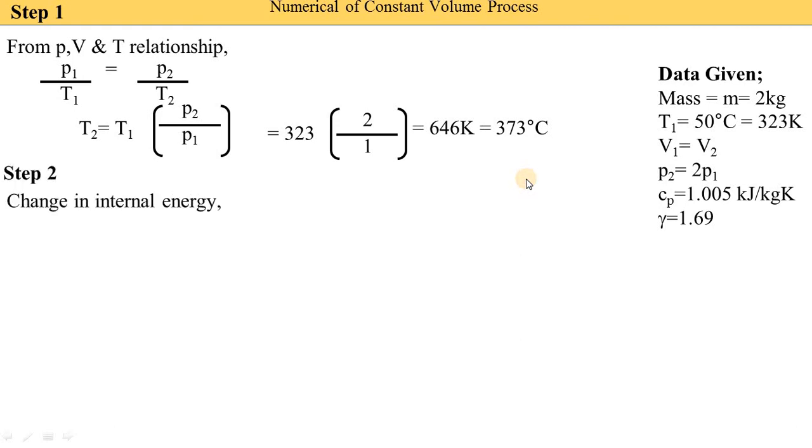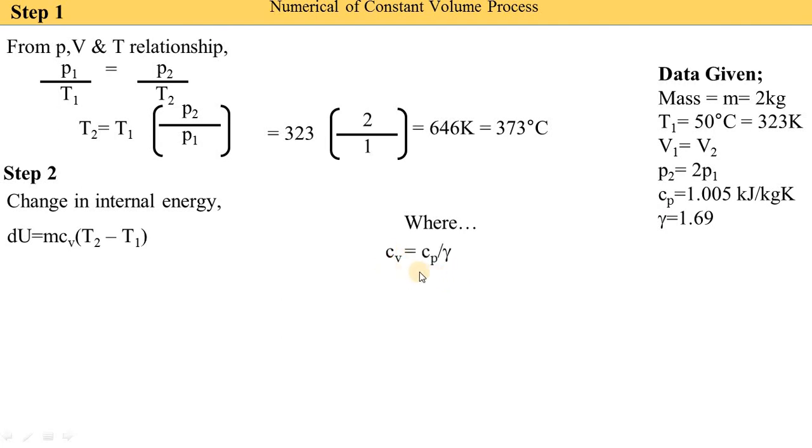Second, we find the change in internal energy. You know the equation of change in internal energy: it is m into Cv in bracket T2 minus T1. It is a constant volume process, that's why we need to take Cv here. But the value of Cv is not given. So how do we find this value of Cv? Here the values of Cp and gamma are given, and from those we are able to find Cv.